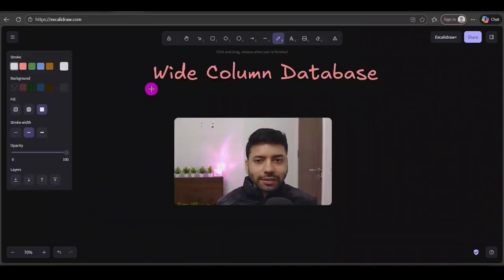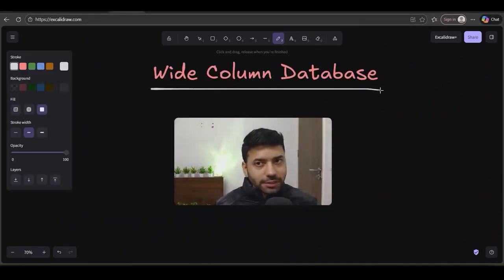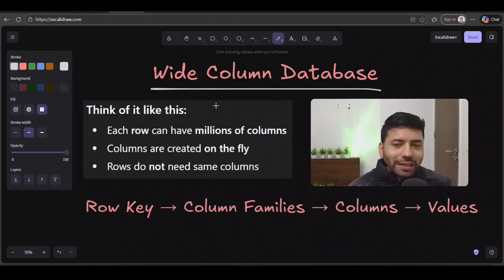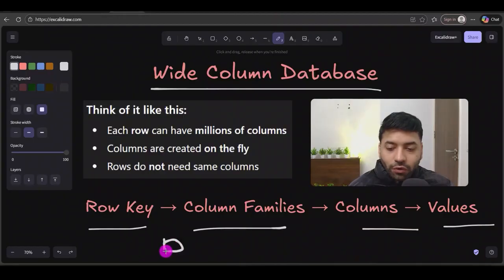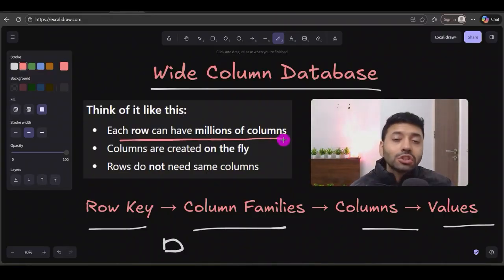Next, let's discuss wide column database. The question that comes to mind is, what is a wide column database? Basically, in a wide column database, we have concepts like row key, column families, columns and values. Corresponding to a row key, you will have column families and columns, and corresponding to that you will store the values. It looks like a table, but it's not a relational table. Think of it like each row can have millions of columns, so that's why it's called wide column.